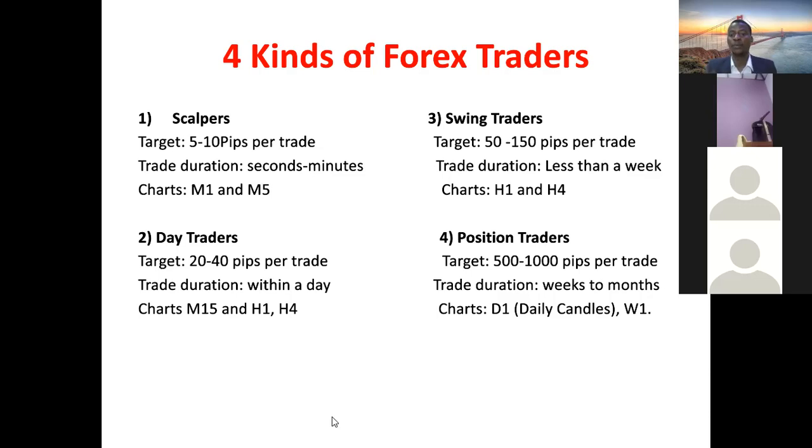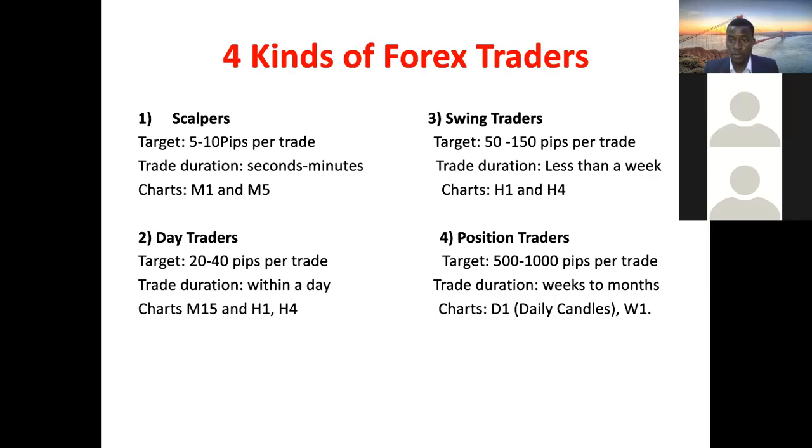Then we have the position trader. This is where most of the big boys are: the banks, the corporates. These are institutions that trade markets in large quantities, because in forex we have players who trade in bulk. Banks trade, some institutions trade, hedge funds trade the financial markets, and the Wall Street guys trade the financial markets. These are the big boys that look at 500 to 1000 pips.